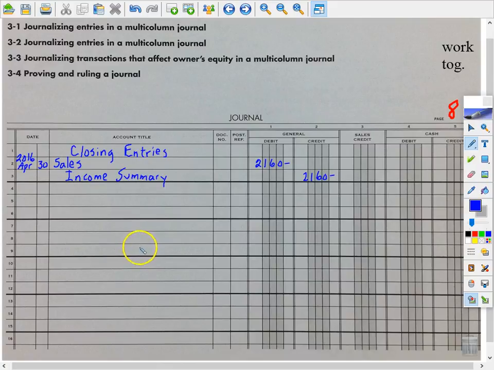Okay, so that's closing entry number 1, and it will always be closing entry number 1: zero out the revenue account. Closing entry number 2 is going to be to zero out the expense accounts. Well, expenses have what kind of balance normally? Debit. So if we're going to zero them out or close them, we'll need to do what? Credit. Our debit on this entry is going to be to that account called income summary.